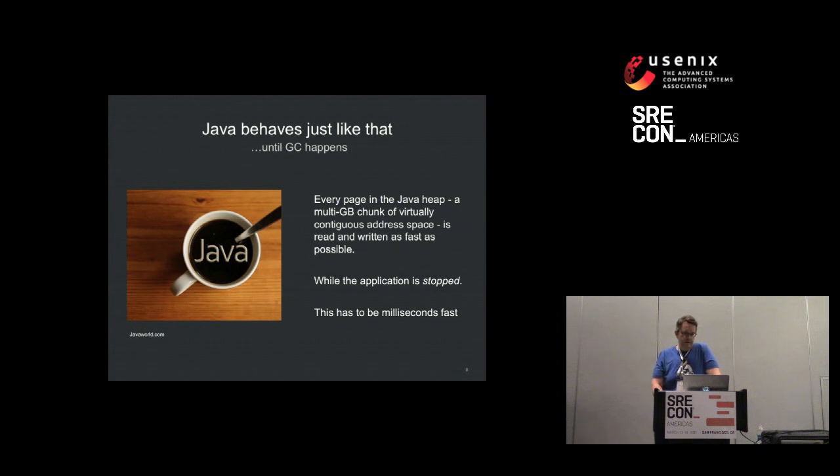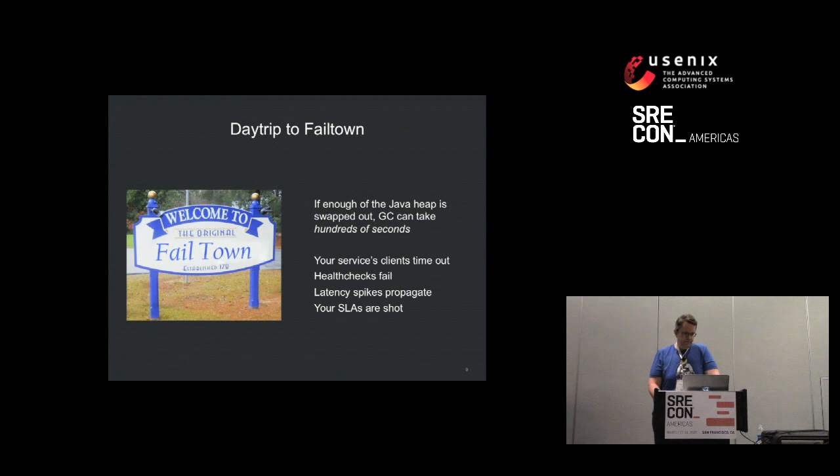So this process of garbage collection needs to be fast, as in milliseconds fast, as in single digits of milliseconds fast if possible. However, if a large chunk of your Java heap has been swapped out to disk, a GC can take hundreds of seconds while I remind you that your services clients are not talking to you, they are waiting for your responses, they are timing out, your health checks are failing, your instance has been kicked out of the cluster, latency spikes are propagating through the entire application, your SLAs are shot, basically an enormous day trip to failtown.